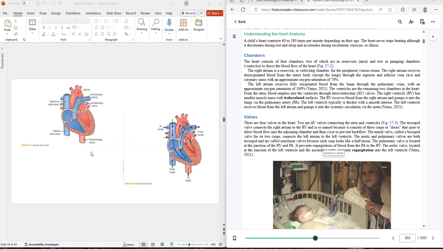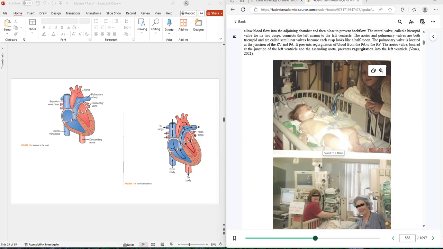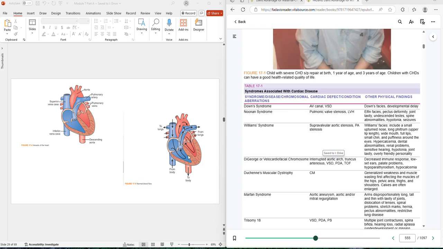These are the vessels of the heart, and all of this is in your book. These are on page 554 and 555. So the superior and inferior vena cavas, and you have your aorta, pulmonary artery, pulmonary veins, and your descending aorta. Okay, and this is the normal blood flow.